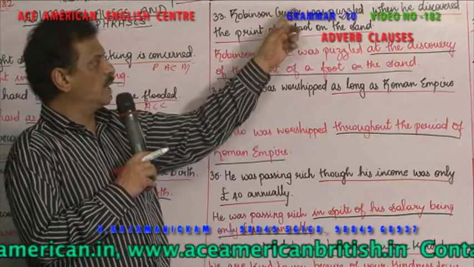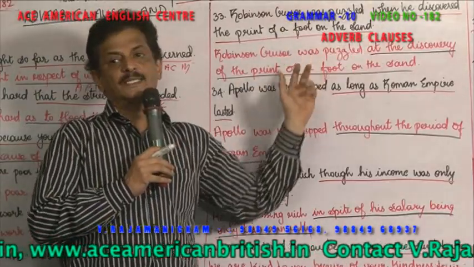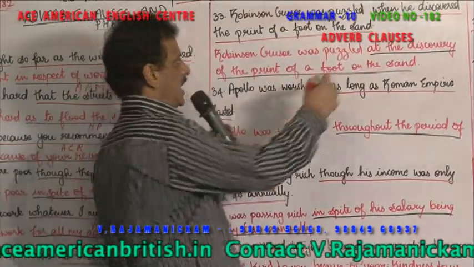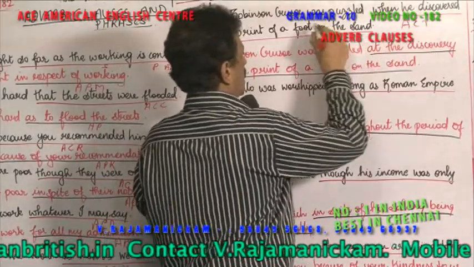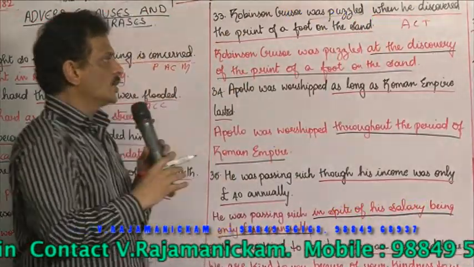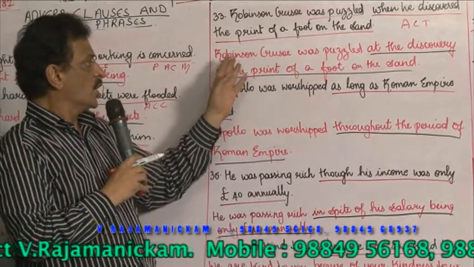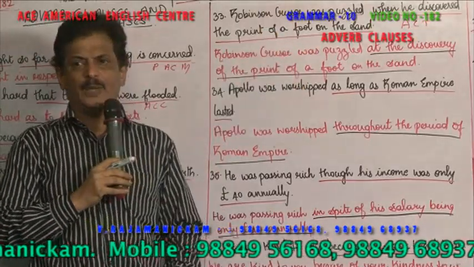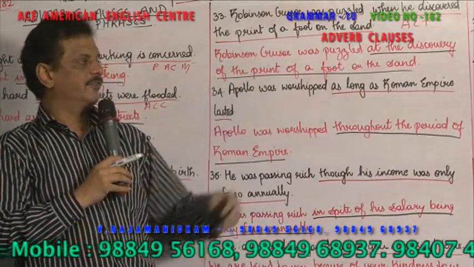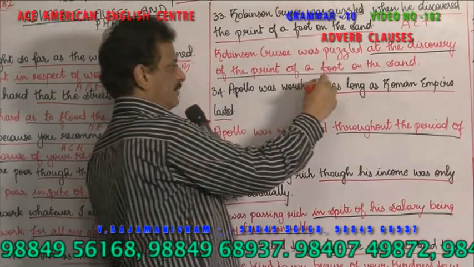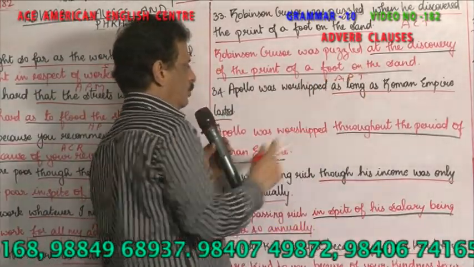So when was he puzzled? When he discovered. So it becomes an adverbial clause of time. You ask a question to was puzzled, when, and you get an answer. So you have to change this into a phrase. Robinson Crusoe was puzzled at the discovery of the print of a foot on the sand. So it becomes an adverbial phrase of time, where there is no verb.